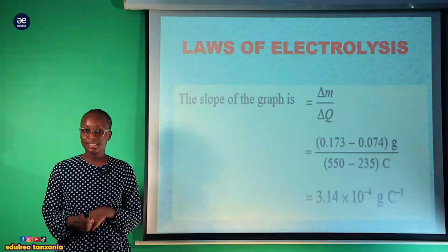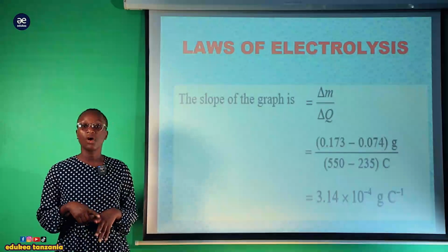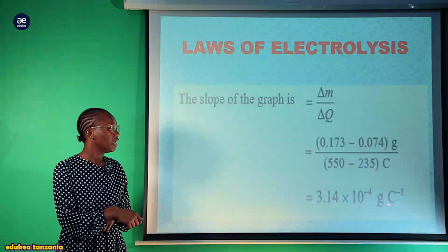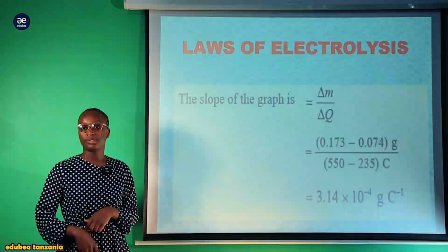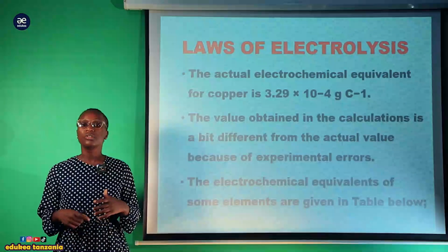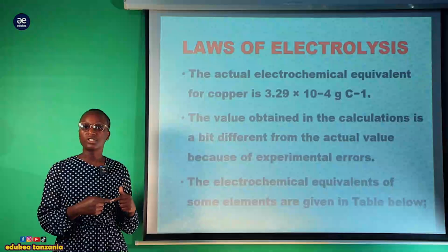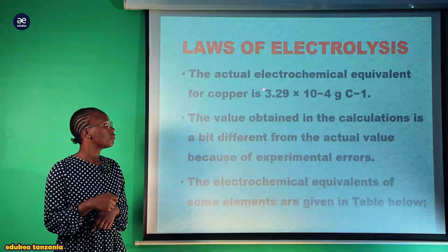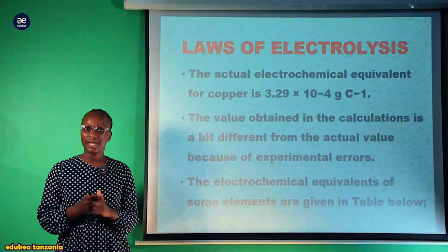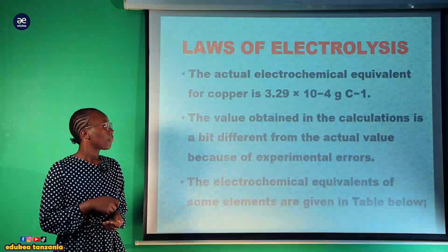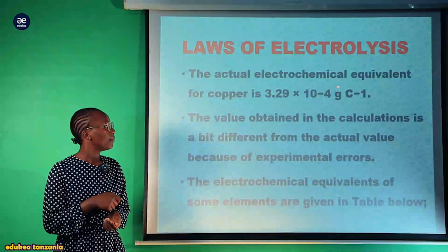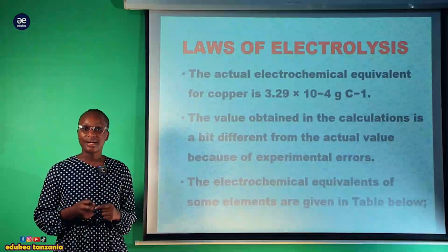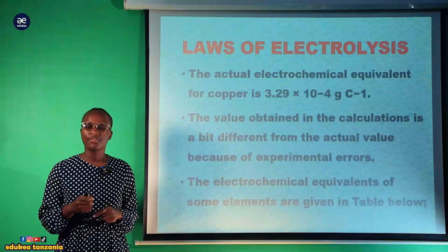Lakini remember that the SI unit kizio cha electrochemical equivalent ni sawa sana gram per coulombs. Now here is where we write g per coulombs. Now my student, from there we see that is the deposition. We consider the deposition of copper, but you can see that the actual electrochemical equivalent of copper is known. It is constant, which is 3.29 times 10 power negative 4 gram per coulombs. Lakini utashanga kwenye calculation tumepata 3.14 times 10 power negative 4 gram per coulombs.